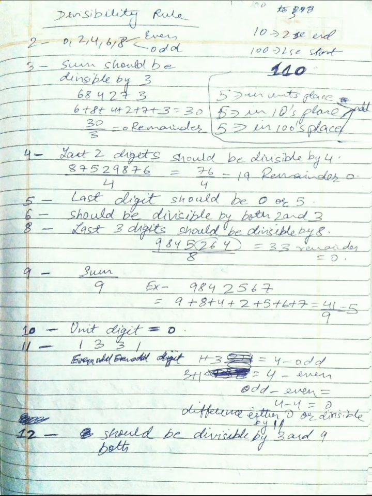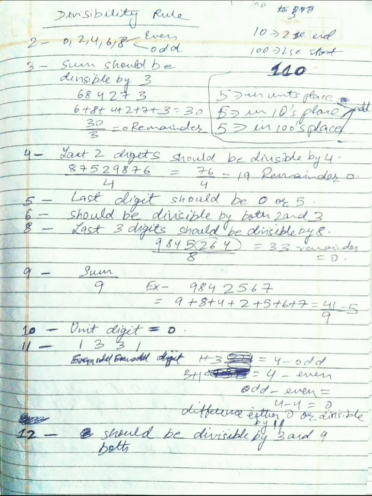Now let's look at the divisibility rule by 6. The number should be divisible by both 2 and 3. So first we check the divisibility of the number by 2, and then we check the divisibility by 3. If the number is divisible by both 2 and 3, then it will be divisible by 6.